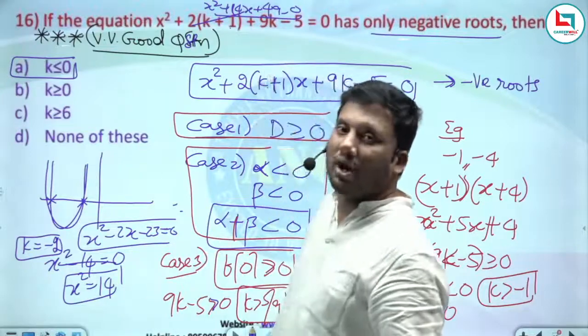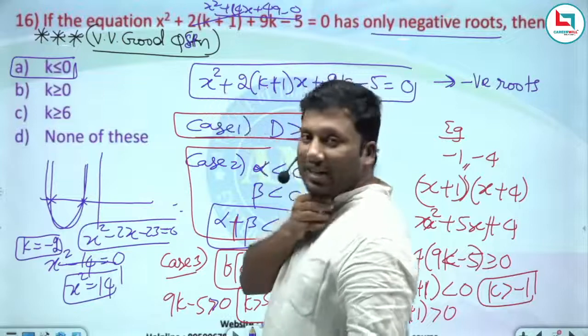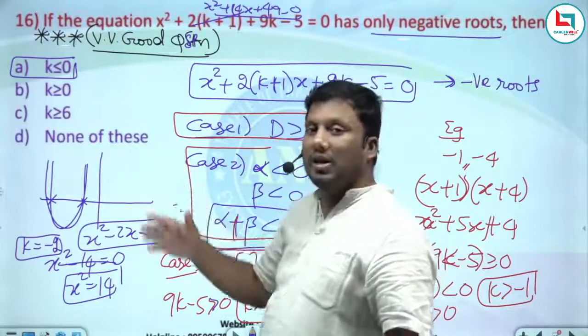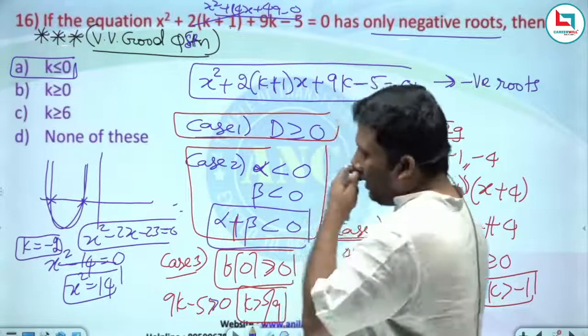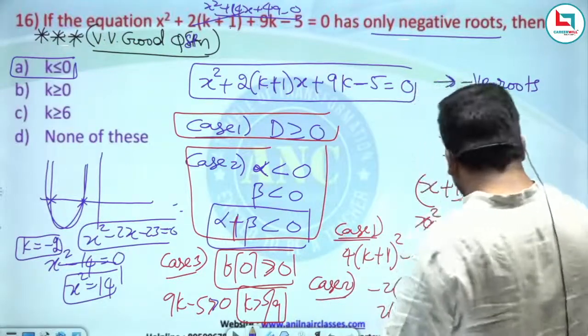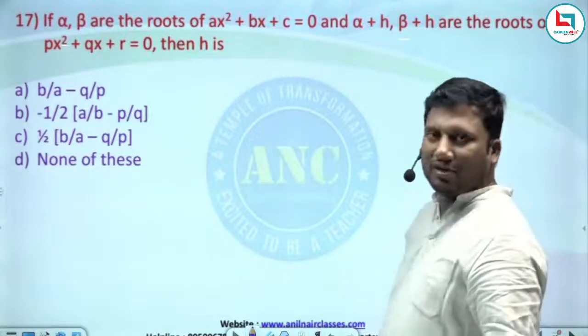Check which option is giving you negative roots. K is 6 is giving you minus 7, minus 7. There is a good probability that it could be the answer. So be a little careful when there is an option, none of this.